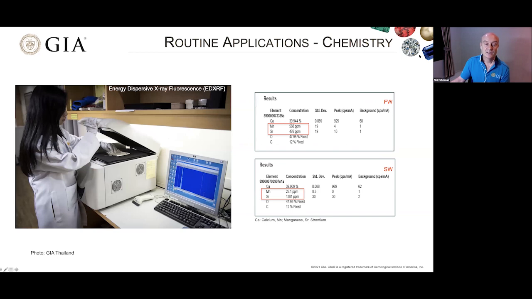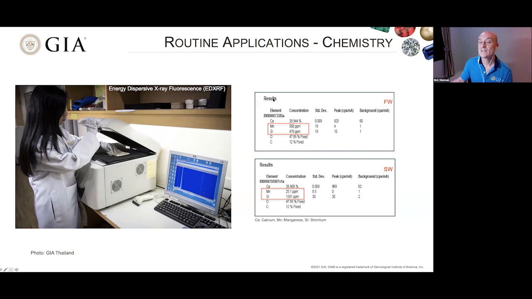And here we have one of the units in Bangkok being used, and it's used for many routine checks on different materials. Pearls are tested in order to determine whether they formed in saltwater or freshwater environments. When we test freshwater pearls, we expect to see higher concentrations of manganese and lower levels of strontium than we would expect to see in saltwater pearls. So it usually takes around 10 to 15 minutes or so for each run.